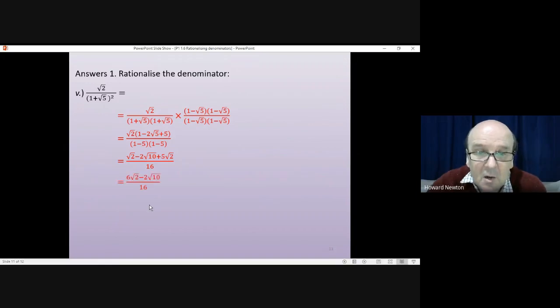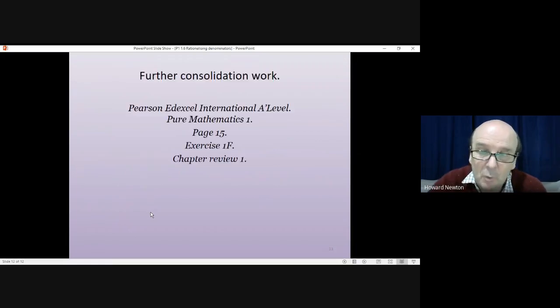And, oh, that does tidy up a bit because we've got 5 root 2 plus another root 2. So we've got 6 root 2 minus 2 root 10 over 16. And these are all even, so we could halve them all. And that would give us 3 root 2 minus 1 root 10 divided by 8. And I think that's as far as it goes. I don't think you can simplify that anymore.